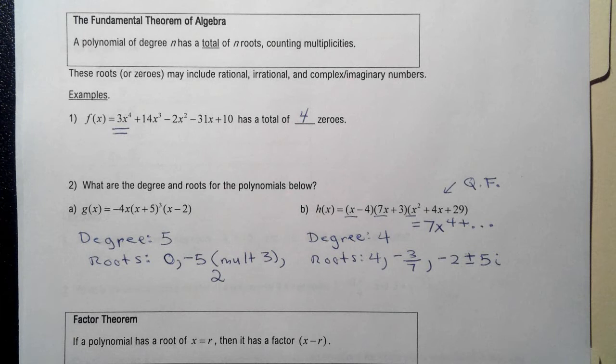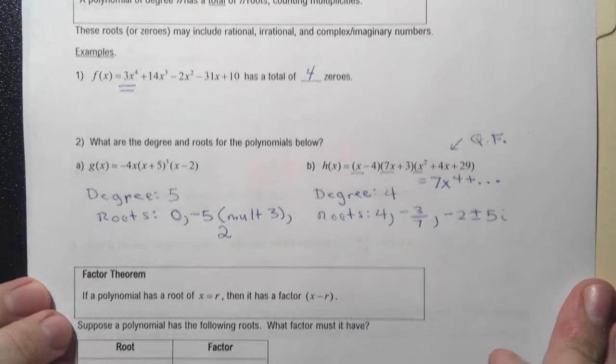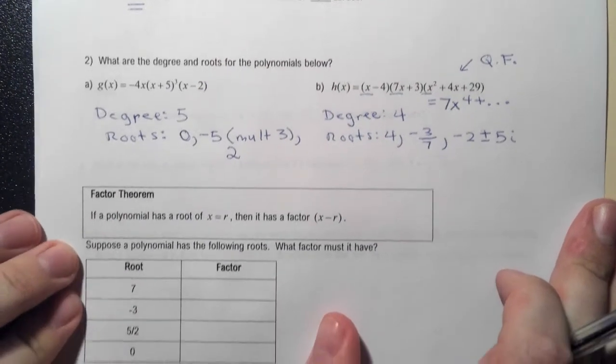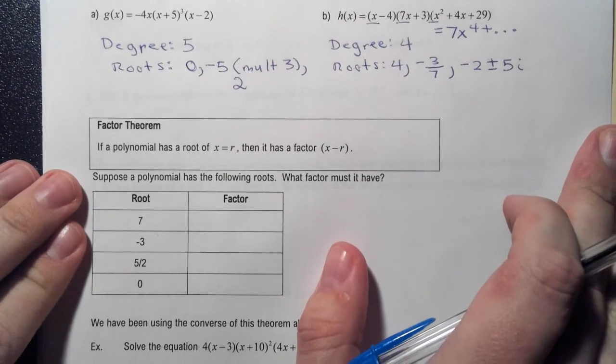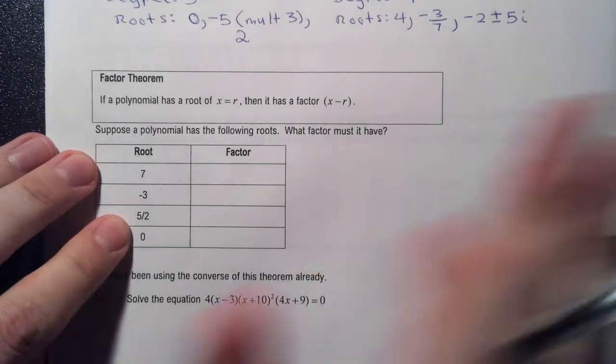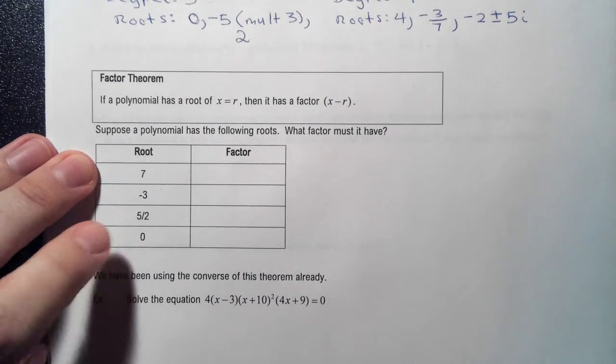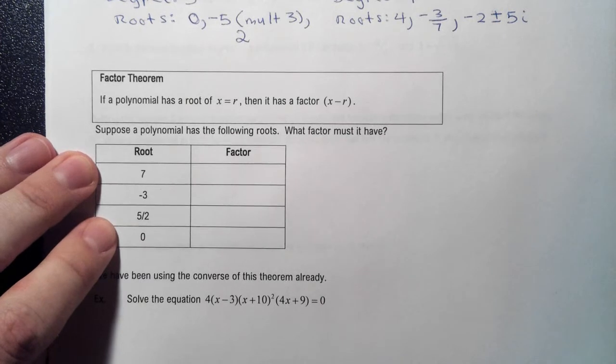So that's our first theorem, the fundamental theorem of algebra. Any polynomial of some degree has a total of that many roots, counting multiplicities. My second theorem is the factor theorem. This tells me that if I have a polynomial with some root, x equals r, then there's a certain factor, namely x minus r, that that polynomial has to have.